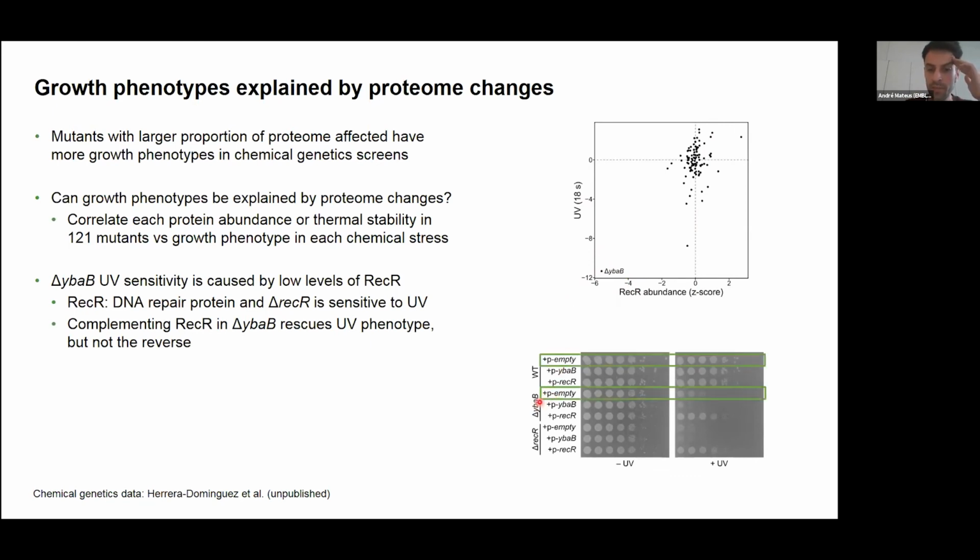I'll just show you the same phenotype. So if we have the deletion of YBAB and we expose cells to UV, you can see that the cells are more sensitive compared to wild type. But if we overexpress REC-R, we can rescue this phenotype. But importantly, the same is not true if we just overexpress YBAB. So it seems that it is indeed the lack of REC-R in this mutant that causes the sensitivity. And if we didn't determine the proteome, we would associate the YBAB deletion to the sensitivity to UV.